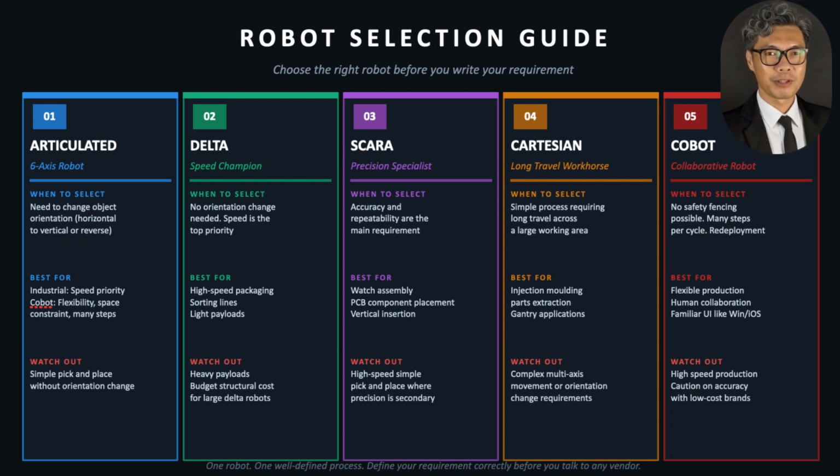One final point. One robot, one well-defined process. The most common mistake I see from customers is trying to automate too many steps with a single robot. Define your process clearly first, then select the robot type that fits it best. Your integrator will thank you for it.